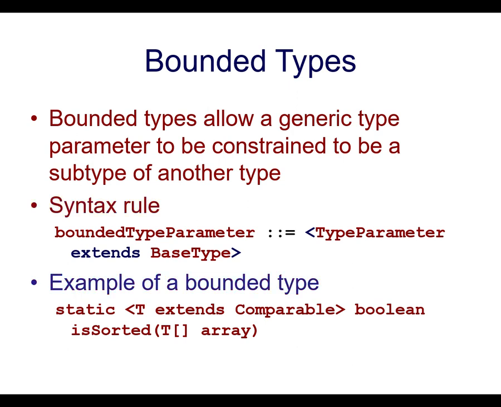Here is the signature of the method isSorted that we will examine next. Notice that the signature specified Comparable as the bounding type. Consequently, this method can only be instantiated for types that implement the Comparable interface. In other words, types that contain a compareTo method.